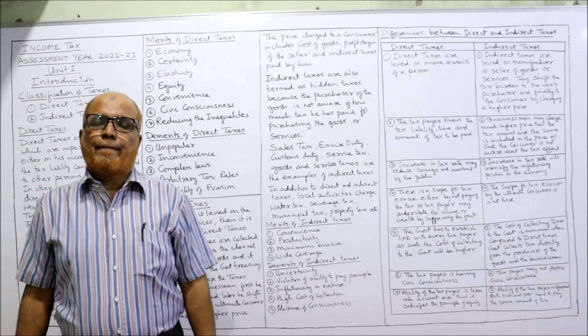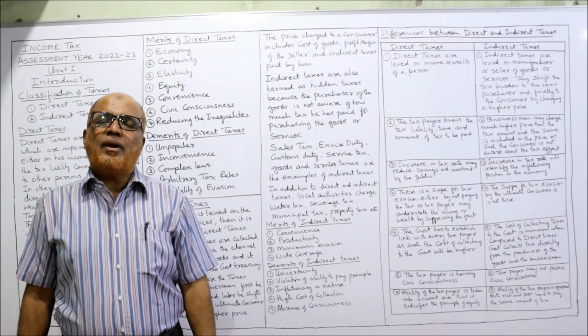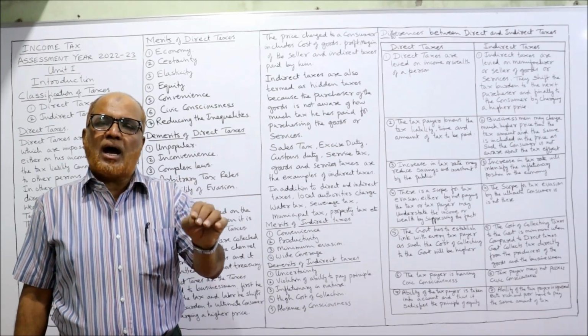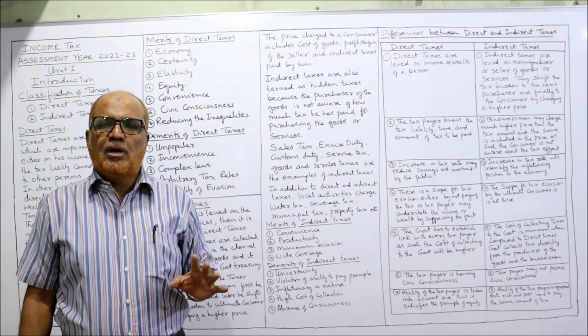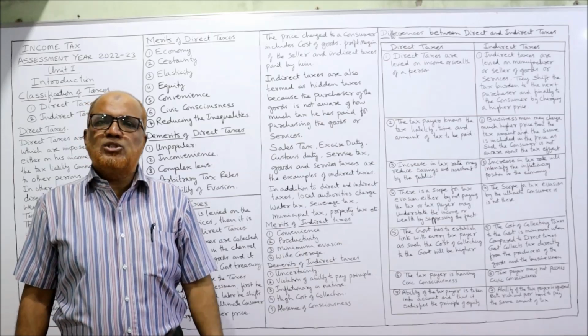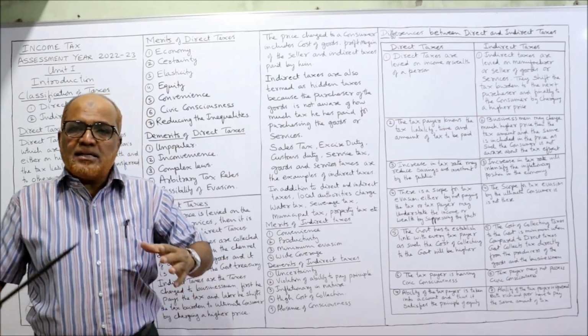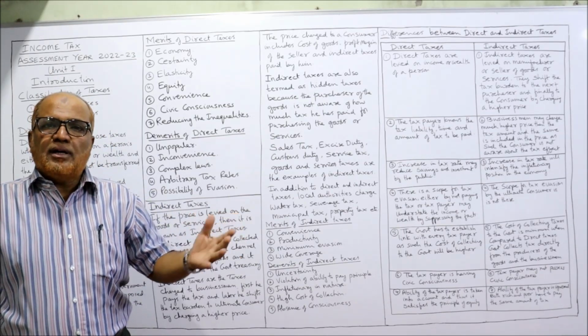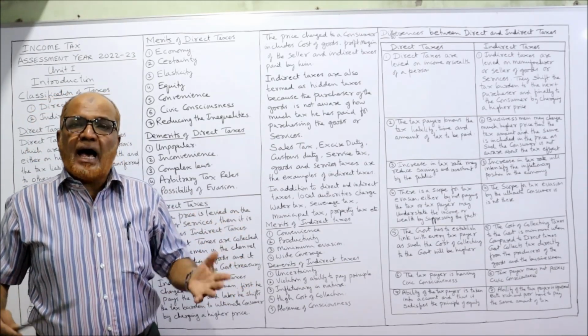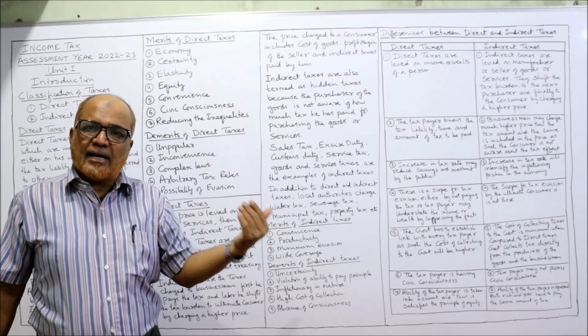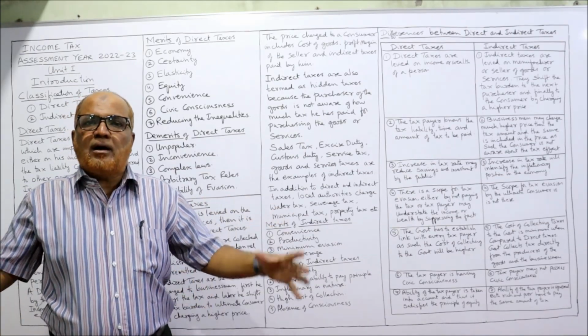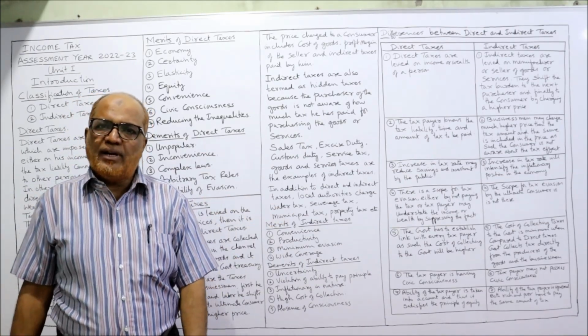Wide coverage. Taxes will be applied on all the goods and services produced and consumed by the consumers, the people. So wide coverage: as the number of goods are more, the taxes will also be more. As the services increase, taxes will also increase. So wide coverage. These are the merits of indirect tax.